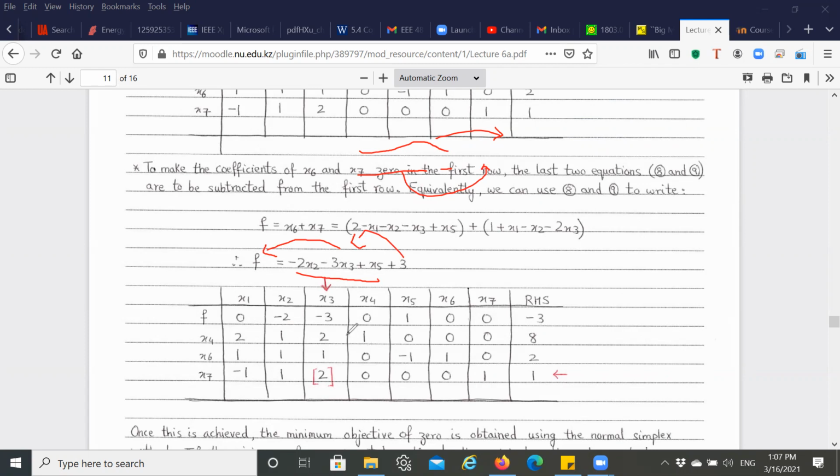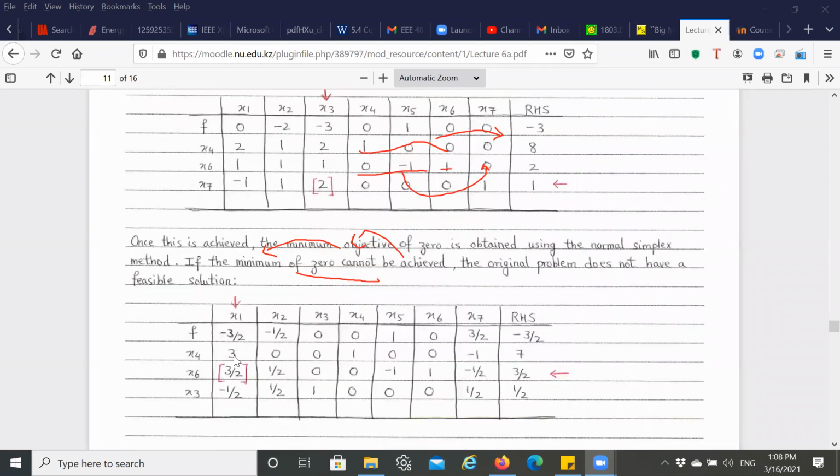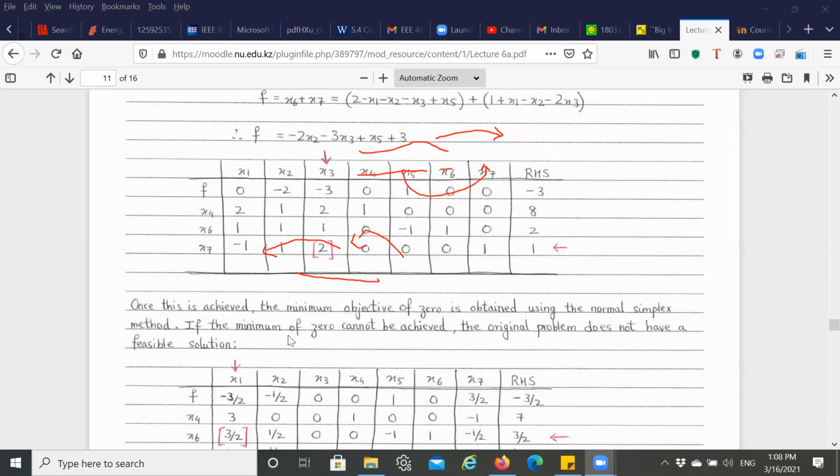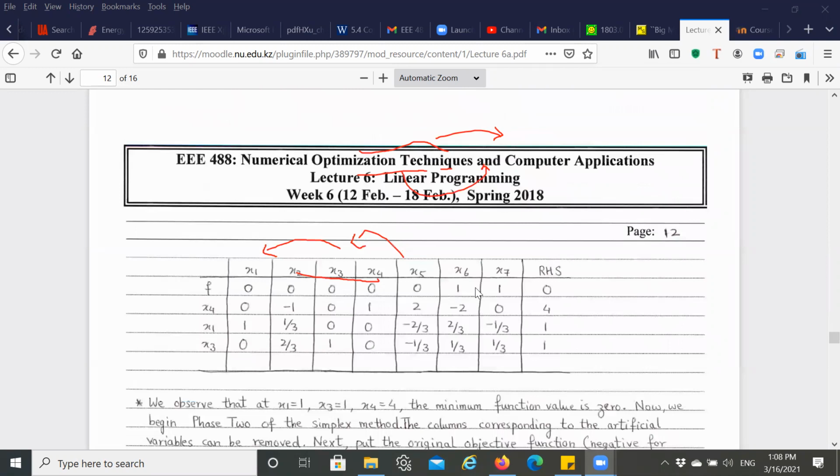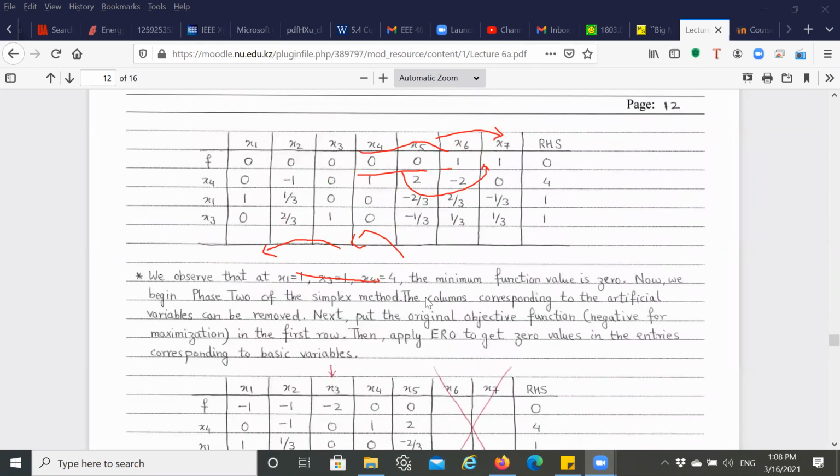And then once we do this, we apply the method that we just saw: you look at the row and column which has the greatest minus value, which is minus 3. Take the division, that means 8 divided by 2, which is 4, 2 divided by 1, which is 2, and 1 divided by 2, which is half. So this is least. I take this row and this column, and this is my pivot element. And I do the same thing until all the values in the F function are non-negative, right?